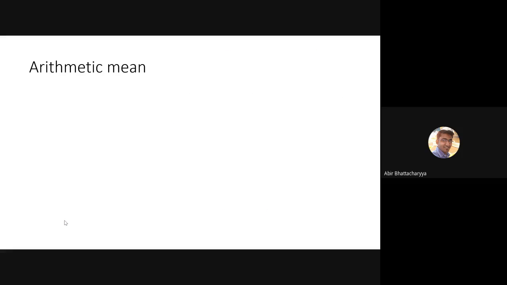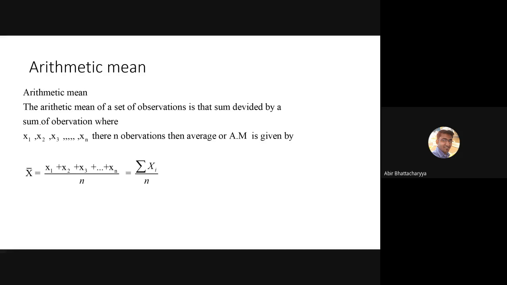The very first thing we are going to deal with today is arithmetic mean. So what is arithmetic mean? Whenever we have a set of observations, the arithmetic mean, or AM, is generally known as the average. All of you know what the average of some data set is.